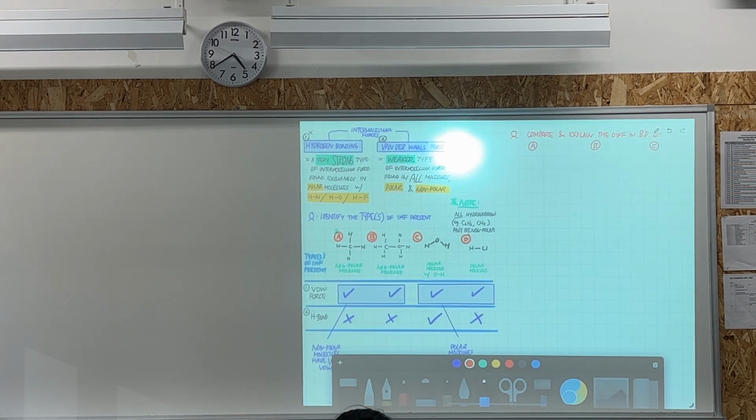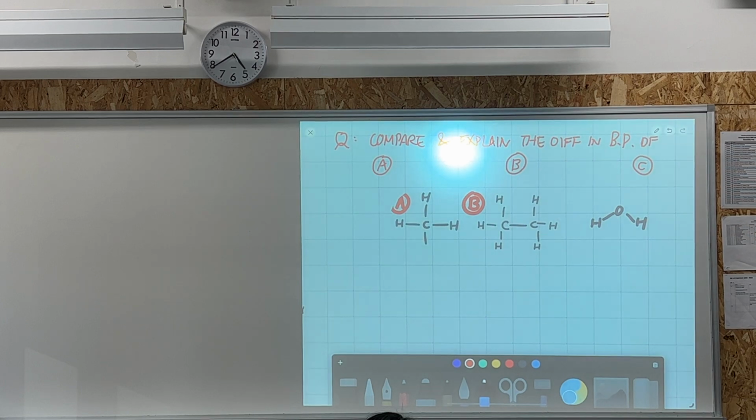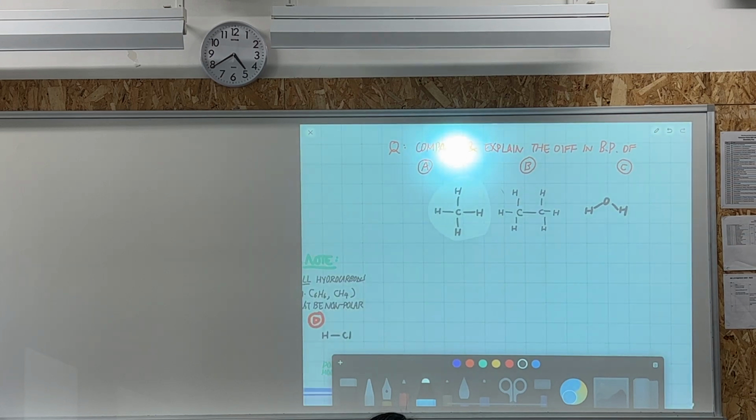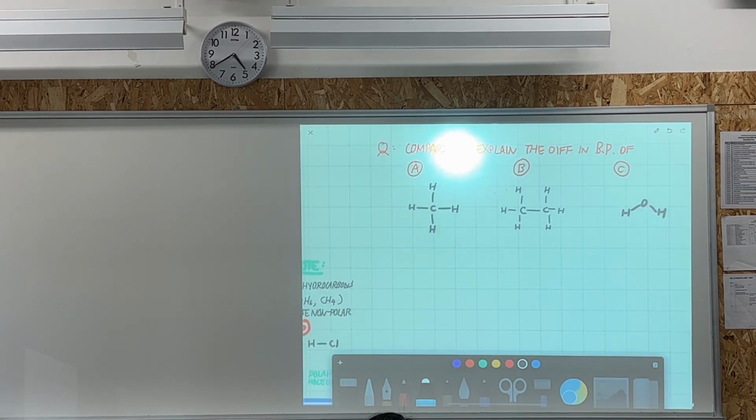Let me copy this over again here first. Oh, I missed the H there. Okay, doesn't matter, let me add this back. So you have A, you have B, and you have C. First of all, which of these molecules has van der Waals force? All three, right? So you see, they all have van der Waals force. This has it, and this has a stronger type.